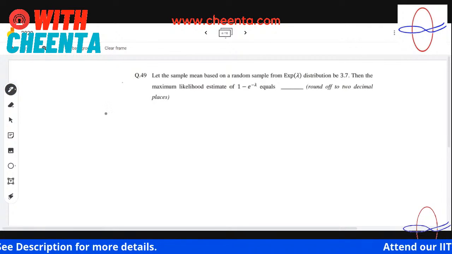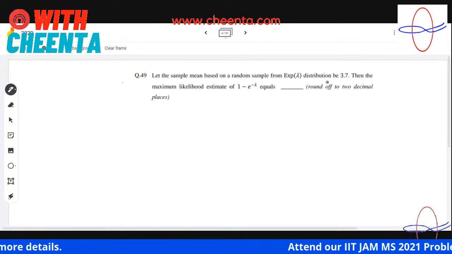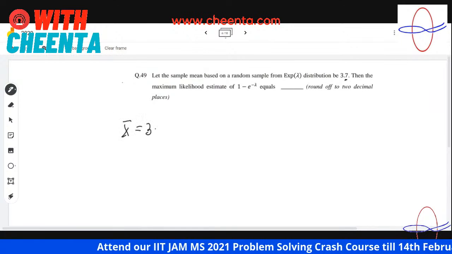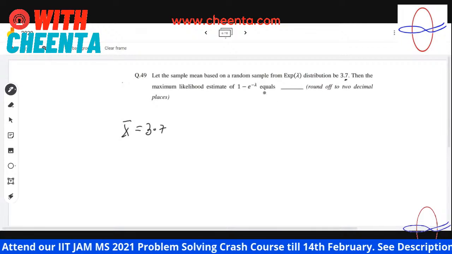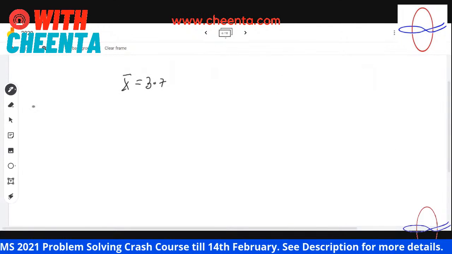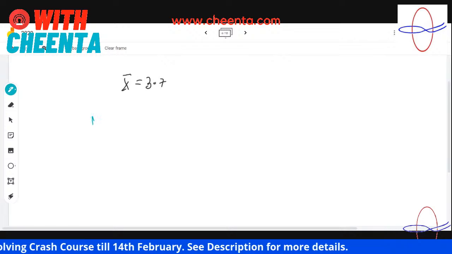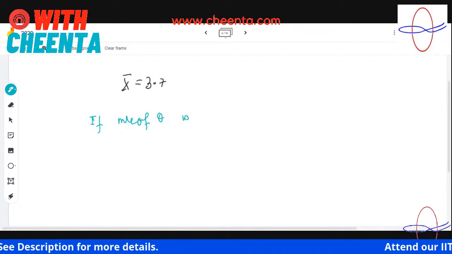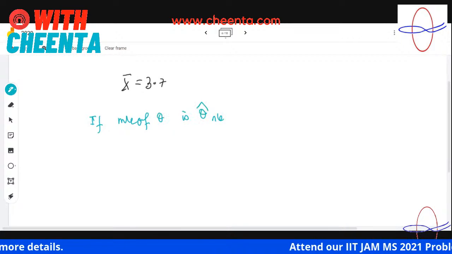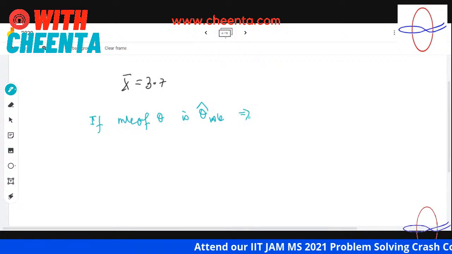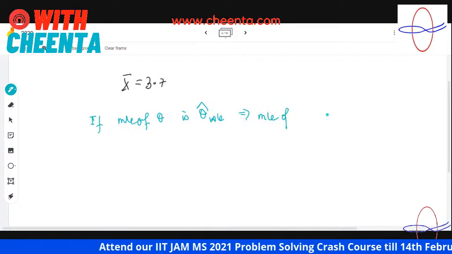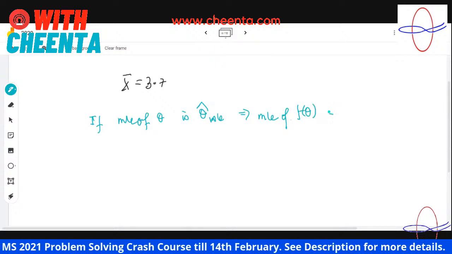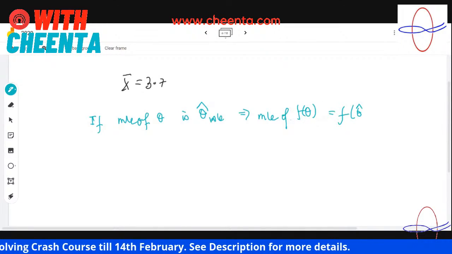Yeah. So let the sample mean based on a random sample from exponential lambda be x bar equal to 3.7. It's given. And what is the MLE of this? So remember the result: if the MLE of theta is theta hat, this implies that the MLE of f of theta is f of theta hat. It's called the invariance property of the MLE.